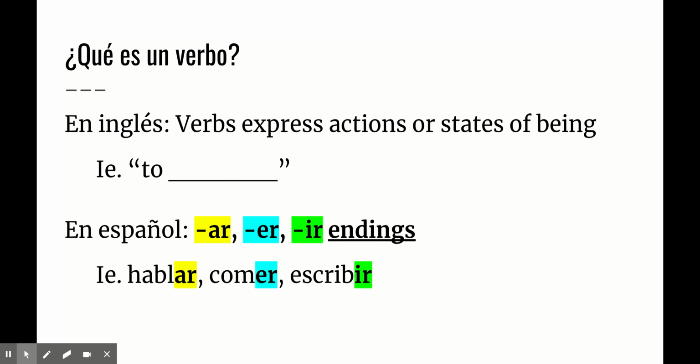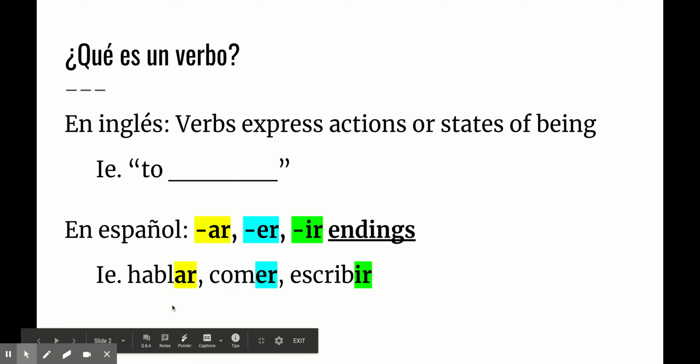In Spanish, we have things that help us distinguish what a verb is, and those are our endings. The verb will end in AR, ER, or IR, okay? In Spanish, again, a verb will end in AR, ER, or IR. So in English, that "to" tells us something is a verb. In Spanish, this ending tells us it's a verb.